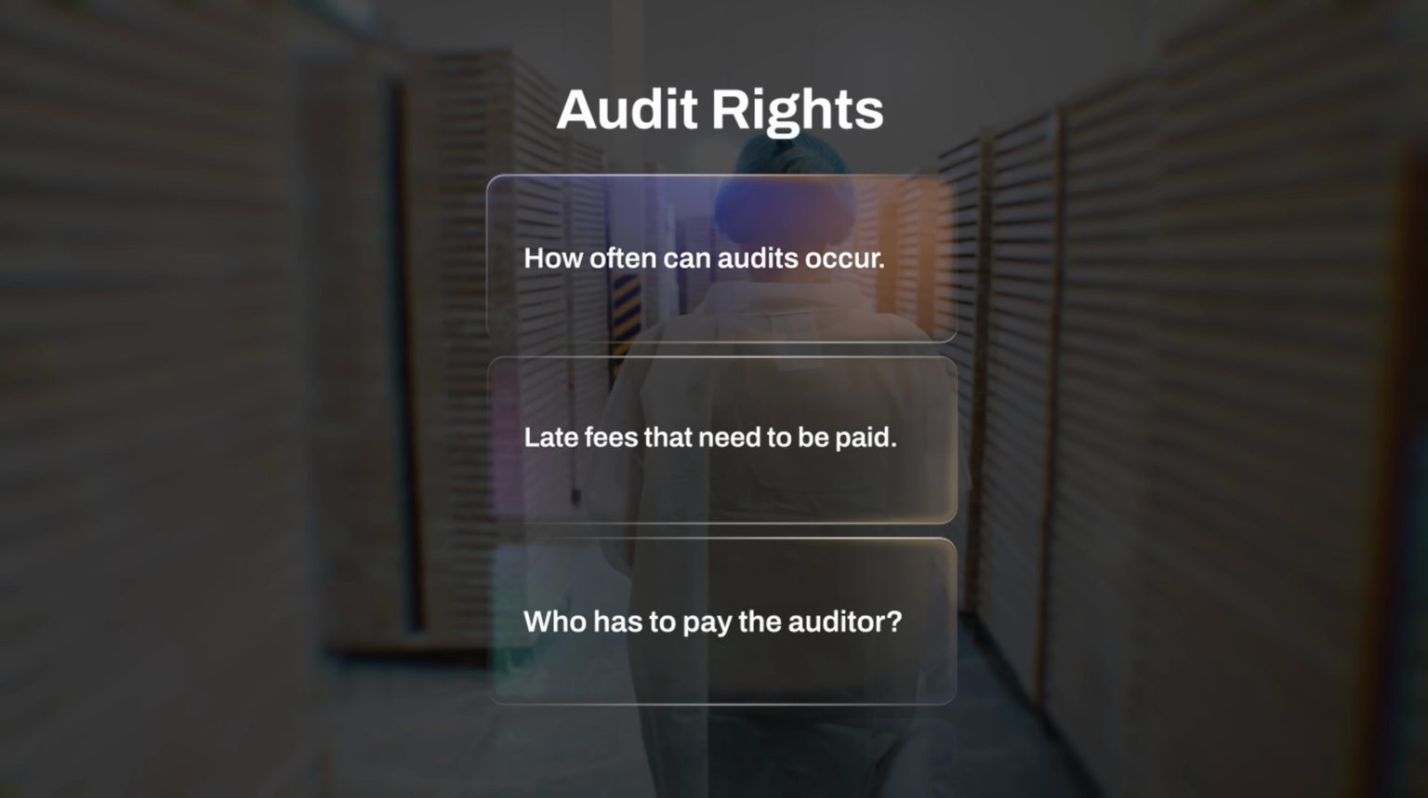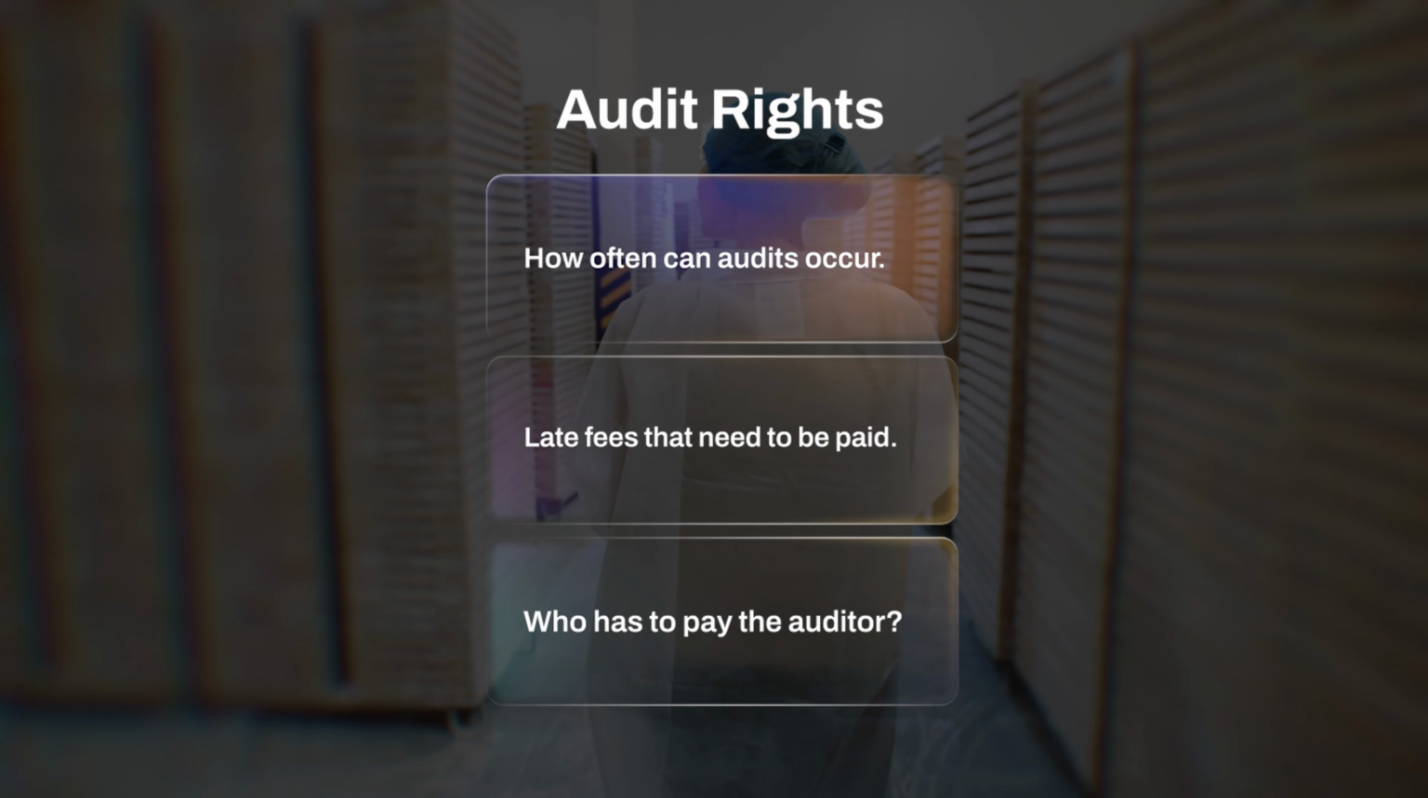When you're talking about audit rights, you want to make sure that things like the frequency in which you can do an audit, what late fees have to be paid if the audit is wrong, who has to pay the auditor in the event that the amount of royalties that were paid weren't correct, and by how much they weren't correct.